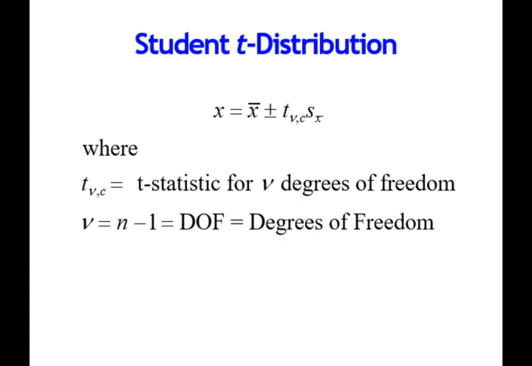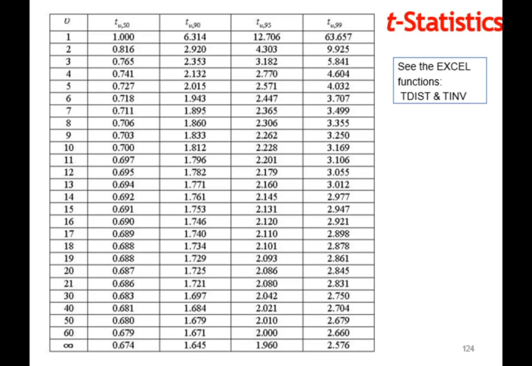And instead of using the z-score, you're going to use the t-score in the representation of your data, or in the calculation of your estimate or range. This is a t-score table for the different degrees of freedom.